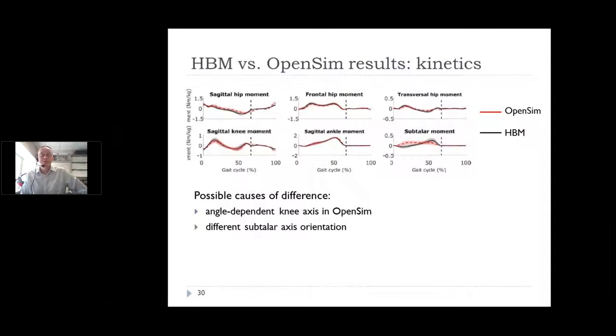The joint moments are also very similar, except for the subtalar joint moment, which is very different, and a little bit of difference in the peak of the sagittal plane knee moment, and that can come because that OpenSim model has a moving knee axis, and we have a fixed knee axis in HBM.